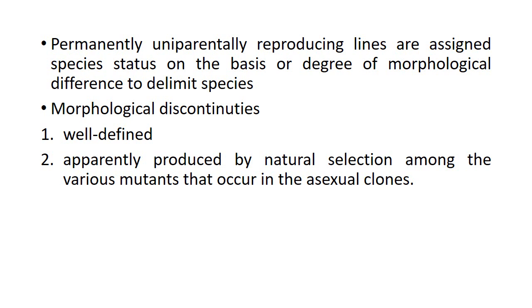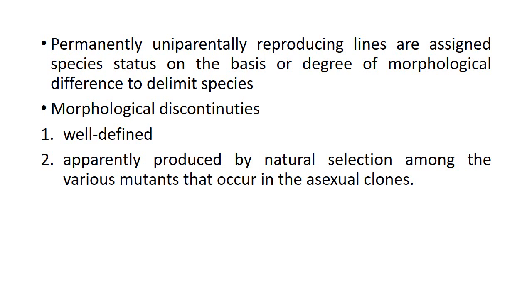Once it becomes confirmed that the different morphs are not the alternative generations of the same organisms, the morphotypes are completely studied and understood, and once we find a permanent uniparental reproducing line, then we assign a species status on the basis of degree of morphological difference to delimit that particular species. Delimit means that we put a boundary around a species on the basis of certain morphological markers.